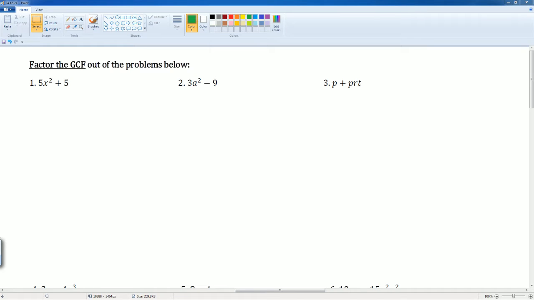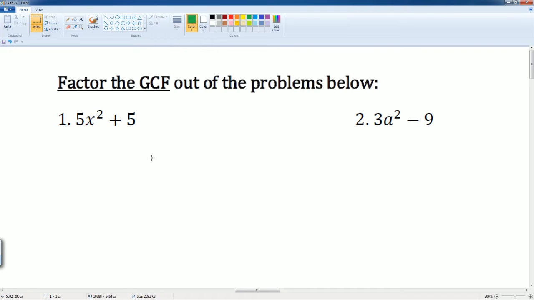Welcome to the homework solution tutorial on 2A through 2C. Here I will be covering factoring out the GCF from 1, 2, and 3. Let's take a look at number 1, which is 5x squared plus 5.